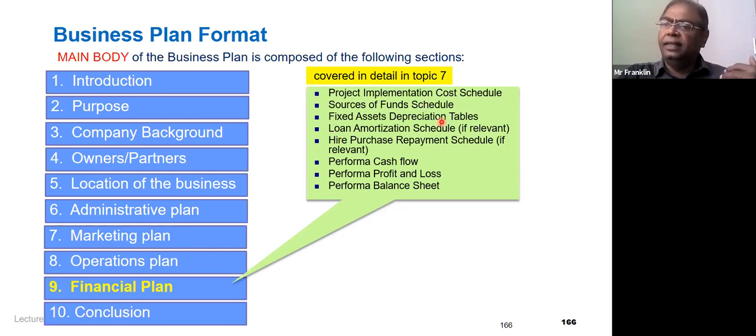Fixed asset depreciation table. Okay, don't worry about this one. Fixed asset depreciation table, don't need. Loan amortization schedule, hire purchase repayment. Okay, forget about these three things. Focus more on this one: pro forma cash flow, profit and loss, and pro forma balance sheet.